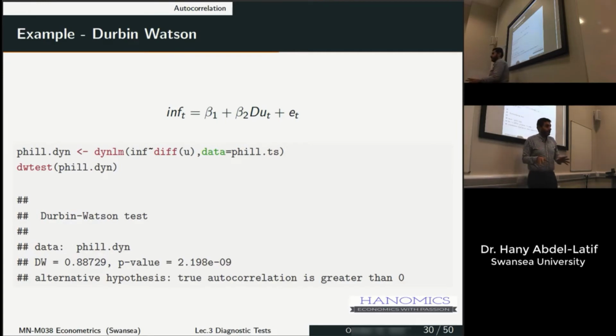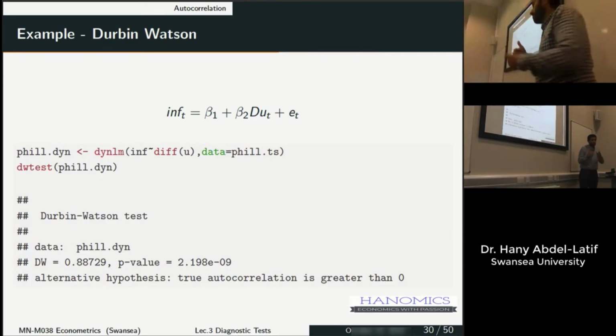Yes, no autocorrelation. So if you reject the null hypothesis that says no autocorrelation, that means autocorrelation is present, it exists, and it's a problem. Okay? So this is the first test, the Durbin-Watson test. We said there are 2 tests, the LM test and the Durbin-Watson test.